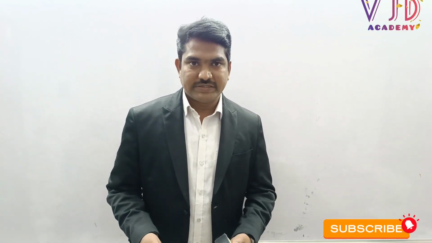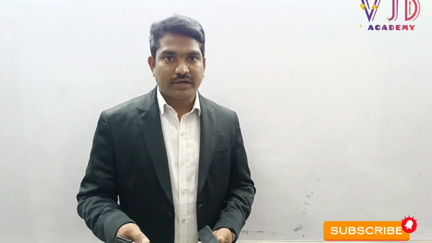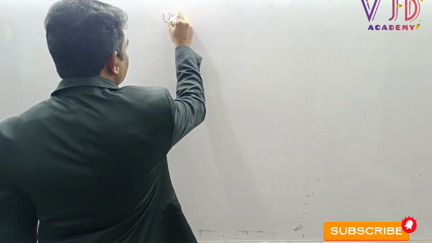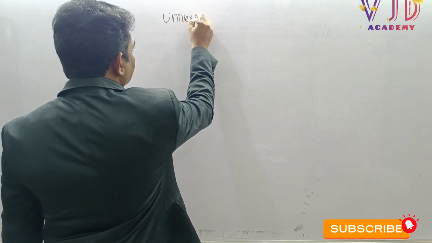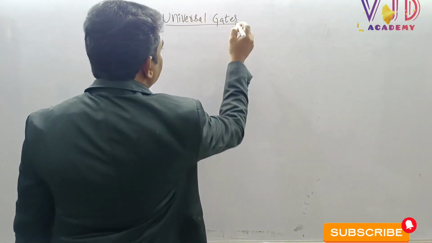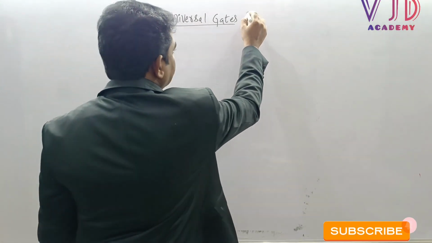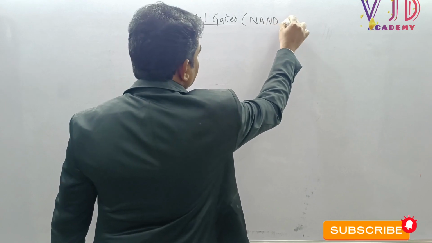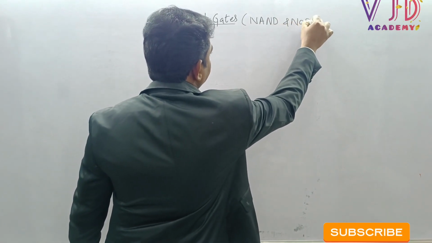We can understand NAND gate and NOR gate the same way we learned OR gate, AND gate and NOT gate. Let me try to explain universal gates. Basically we have two types of universal gates, which are NAND and NOR gates.